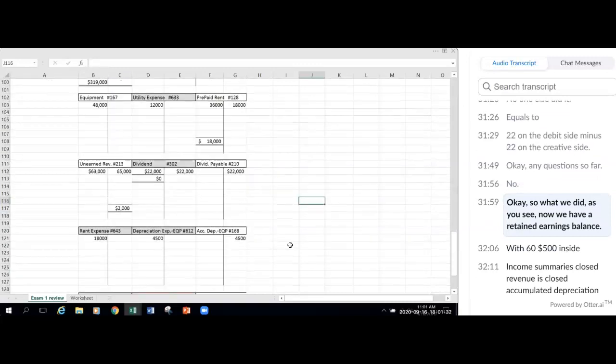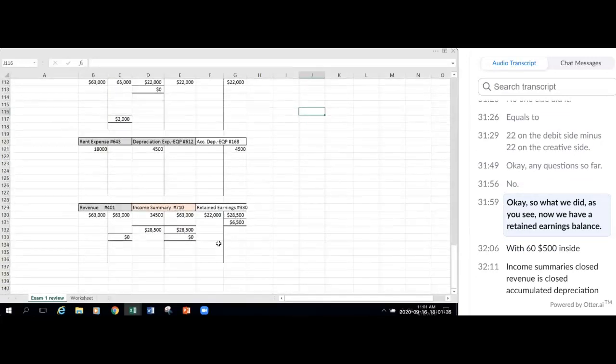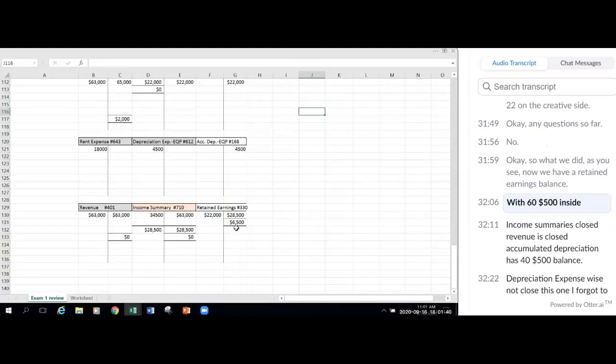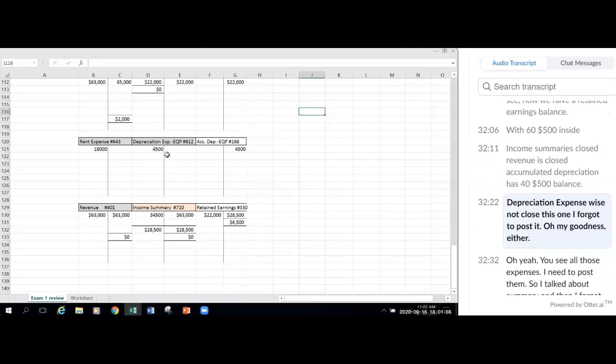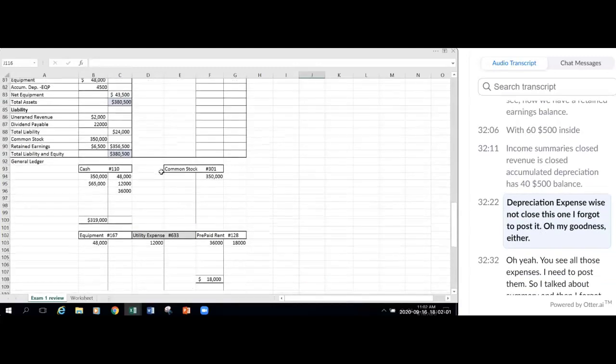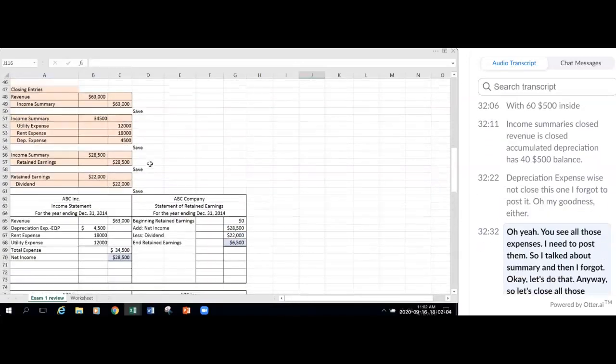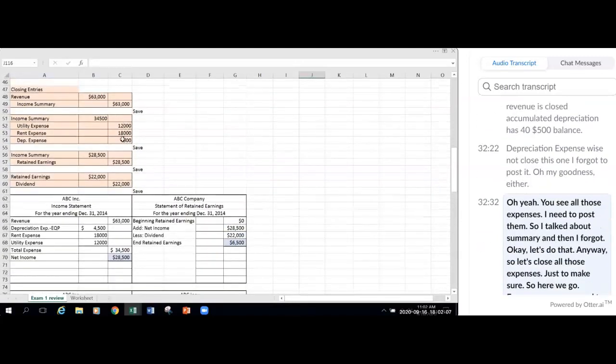Okay. So what we did, as you see, now we have a retained earning balance with $6,500 inside. Income summary is closed. Revenue is closed. Accumulated depreciation has a $4,500 balance. Depreciation expense, why is this one not closed? I forgot to post it. Oh my goodness, did I? Oh yeah. You see all those expenses, I need to post them. So I talked about the summary and then I forgot. Okay, let's do that anyway.